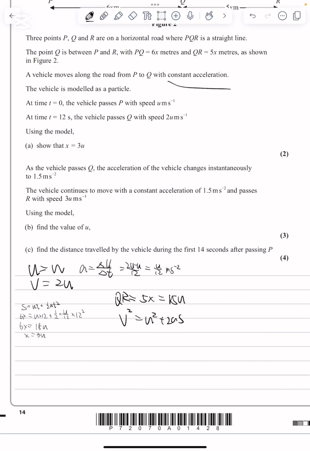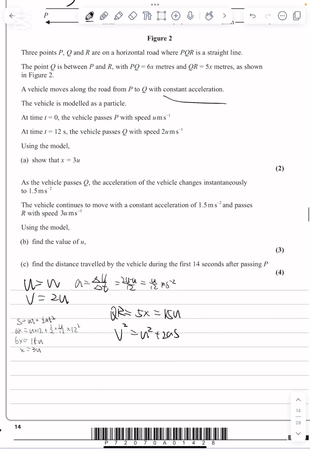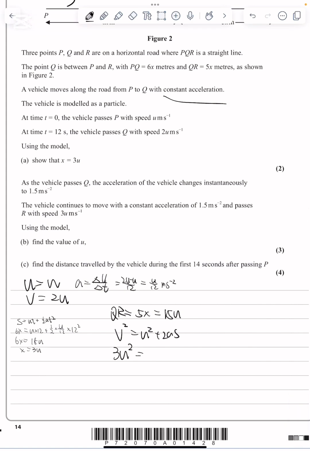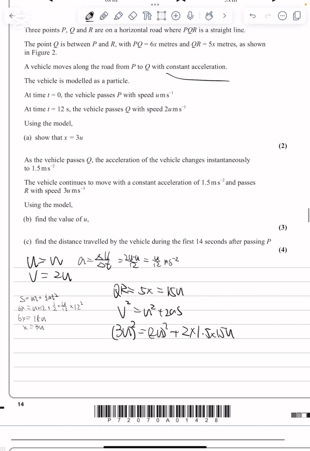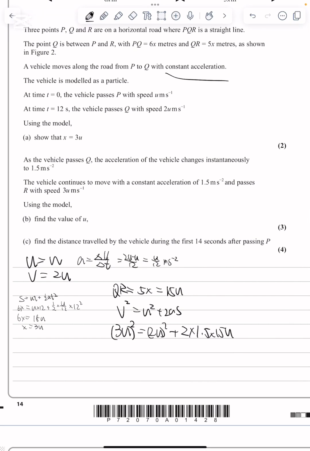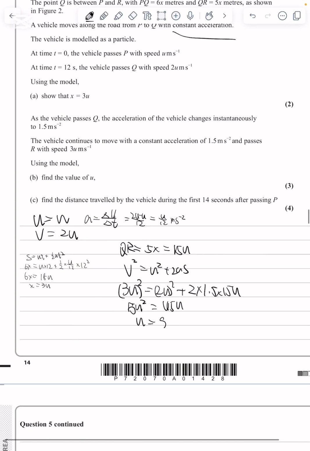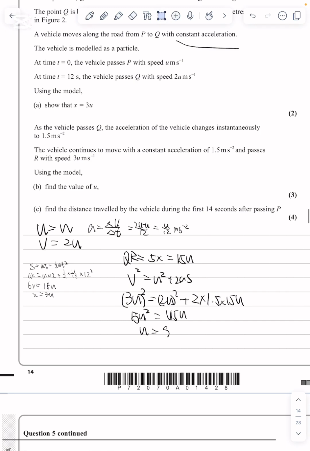But for SUVAT questions, all we can do is just wiggle things out. Just try different things. What is s? Oh, s is 15u, right. So this is 345u, so u is 9. Okay. Yeah. Miraculously, I just solved it.